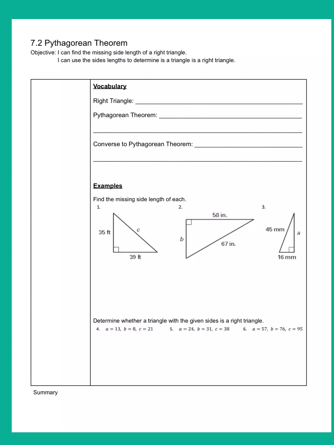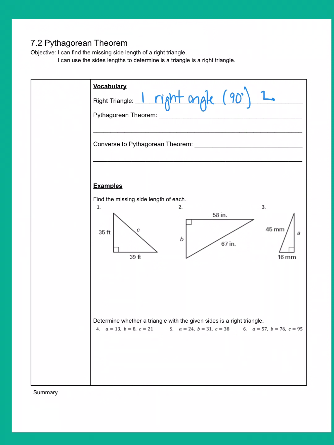In lesson 7.2, we're going to look at the Pythagorean Theorem. The Pythagorean Theorem only works for right triangles. A right triangle is a triangle that has one right angle. A right angle means 90 degrees, so it's like a corner. A 90-degree angle will look like this. So if it's a right triangle, one of the angles is 90 degrees.